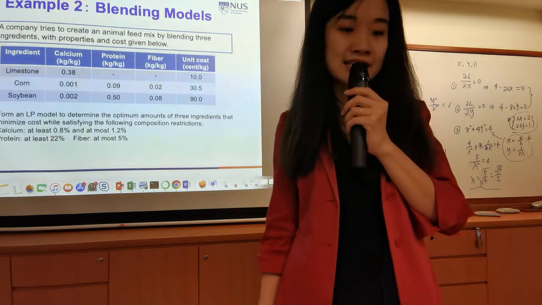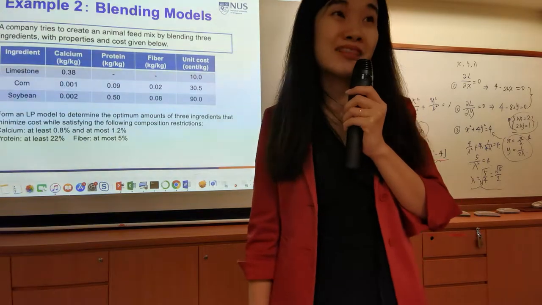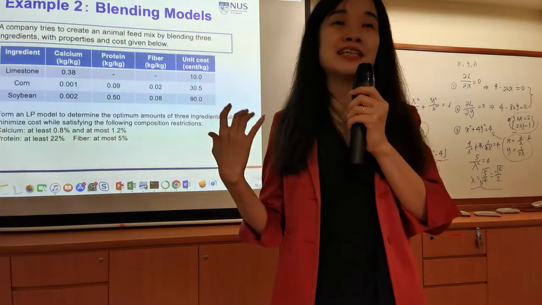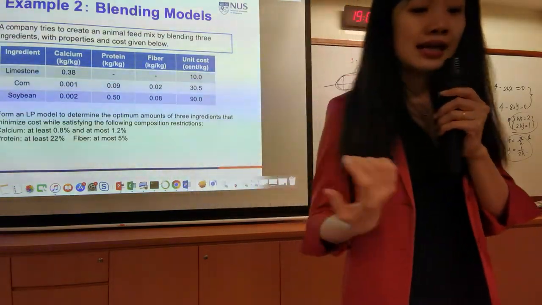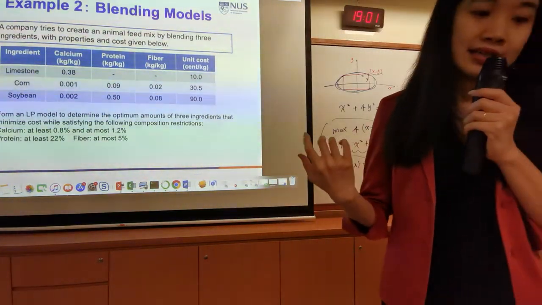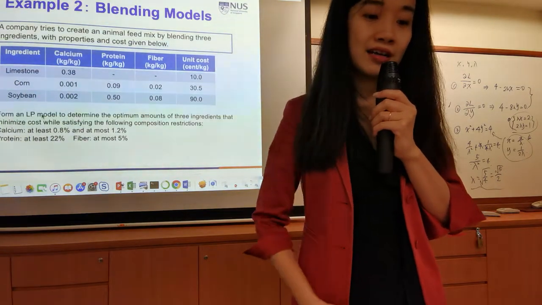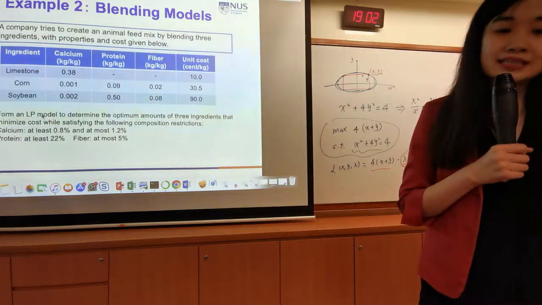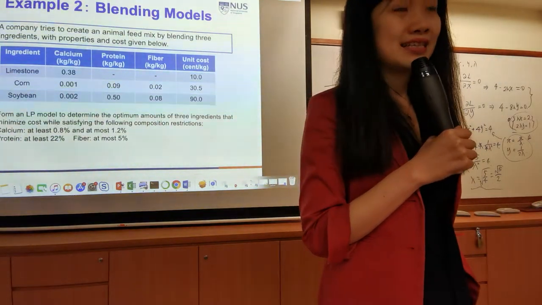But this is also a typical example. If we consider the blending model, the blending model is very useful in all the industries, like in oil and gas, in chemicals. And here we consider the blending of several different feedstocks. So if we want to create this animal feed mix by blending three ingredients.